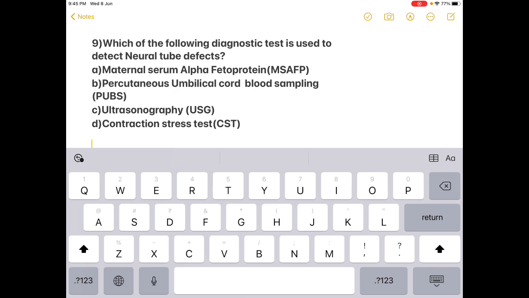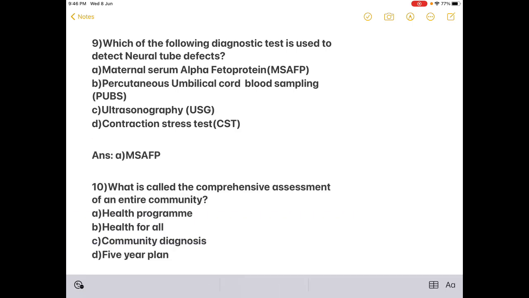Option A, maternal serum alpha fetoprotein. Option B, percutaneous umbilical cord blood sampling, PUBS, ultrasonography. Option C. Option D is contraction stress test. The correct answer here is A. You all must have known the answer here.